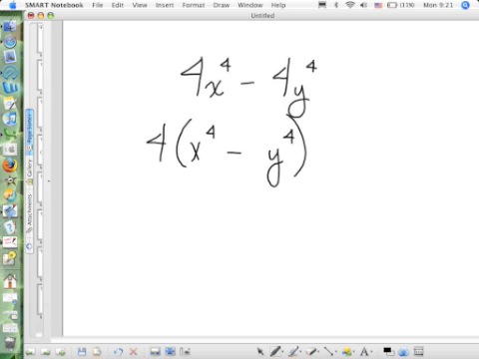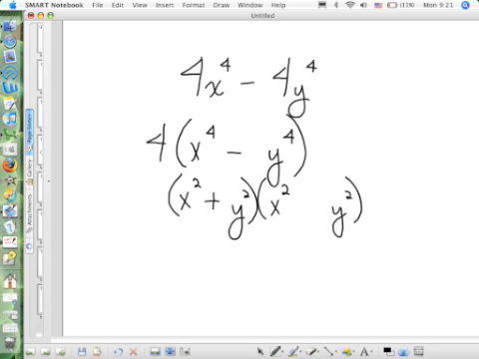Now here, x squared times x squared gives me x to the 4th. Y squared times y squared gives me y to the 4th. 1's plus, 1's minus. Am I done? Why not? I still have the difference of 2 perfect squares. So I've got to take that factor and break it apart, because it says factor completely. As long as you can keep going, you keep going.